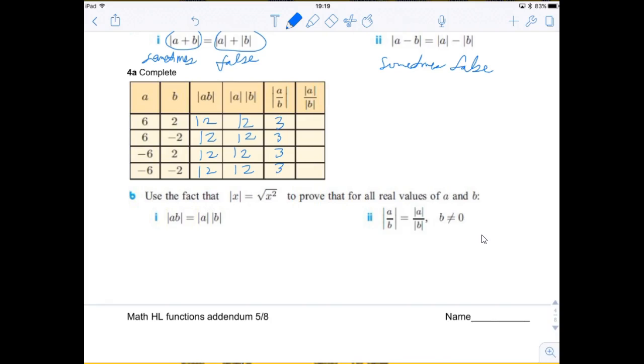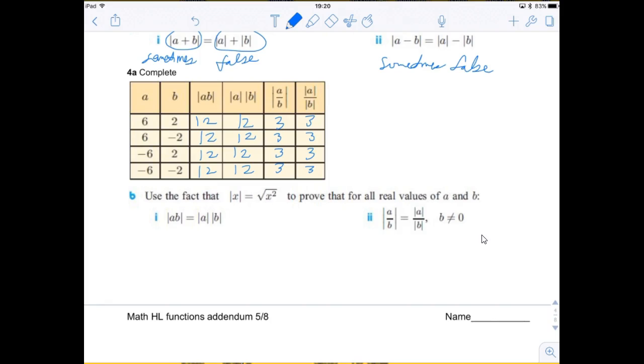Modulus of 6 divided by the modulus of 2 is 3 also. Modulus of 6 divided by the modulus of negative 2, which would be positive 2, is also 3. Modulus of negative 6 is 6. Modulus of 2 is 2. It's 3. Modulus of negative 6 divided by the modulus of negative 2 is positive 6 divided by positive 2, which is 3. Interesting. Okay.